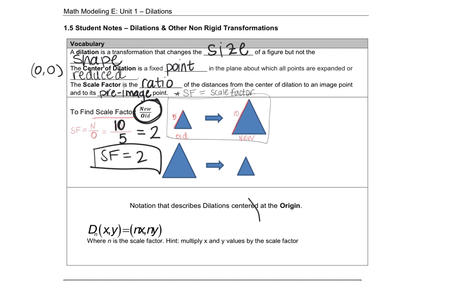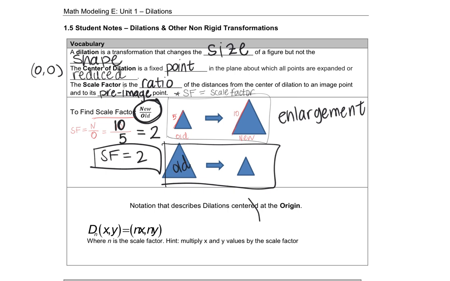Okay. Another thing I'm going to mention here is because it went from a small triangle to a big triangle, this is called an enlargement. And in the figure at the bottom here that I'm boxing in black, I have my old triangle, which is a big triangle, and then it got smaller from my new one. So it got smaller. This is called a reduction.